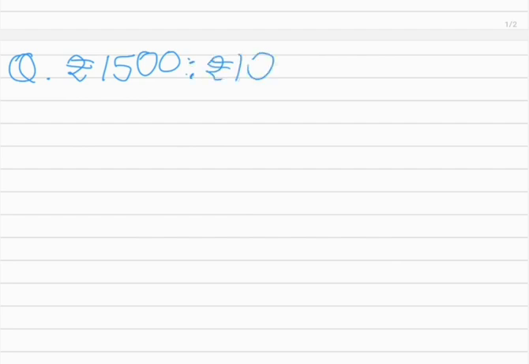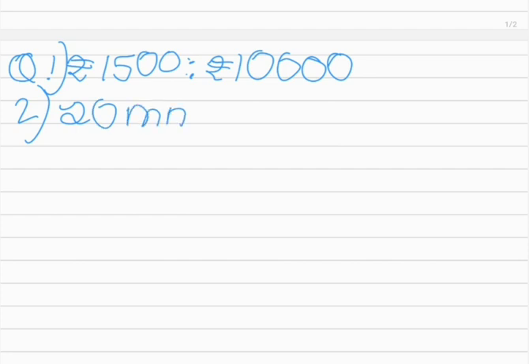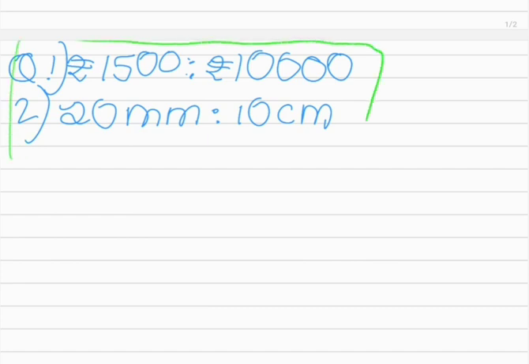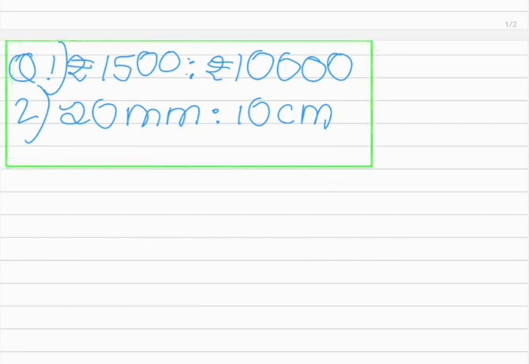So, do you understand these ratios? I am giving you one question. Solve this question. Rupees 1500 is to rupees 10,000. First and the second is 20 millimeter. 20 millimeter is to 10 centimeter. Solve these questions and give me the answer in the comment box. Thank you.